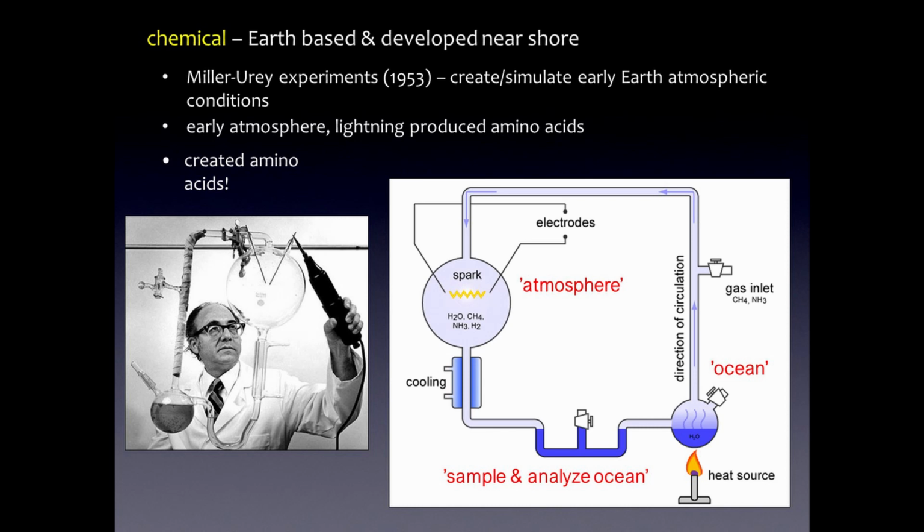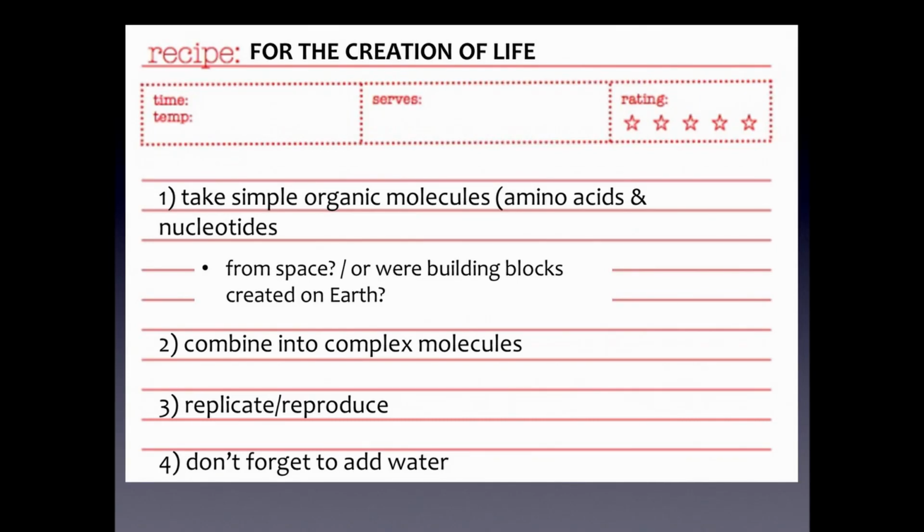And then from that, they cooled everything down, sampled and analyzed the ocean water in that lower part of their image there. And what they found out was they had created amino acids. So this experiment proved that it was possible on the planet to create these simple organic compounds. And even today, this question is still debated. Did these simple organic compounds come from space, or did we create them on the Earth, as we saw in the Miller-Urey experiment? Either they're from space or they're from building blocks we created on Earth.